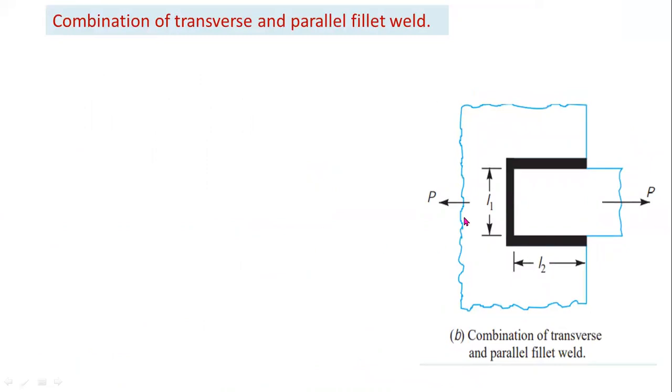This is the example for a combination of transverse and parallel fillet welded joint. This one is the transverse fillet weld. These two are the parallel fillet welds. L1 is the length of the transverse fillet weld, L2 is the length of the parallel fillet weld, and P is the applied tensile force.